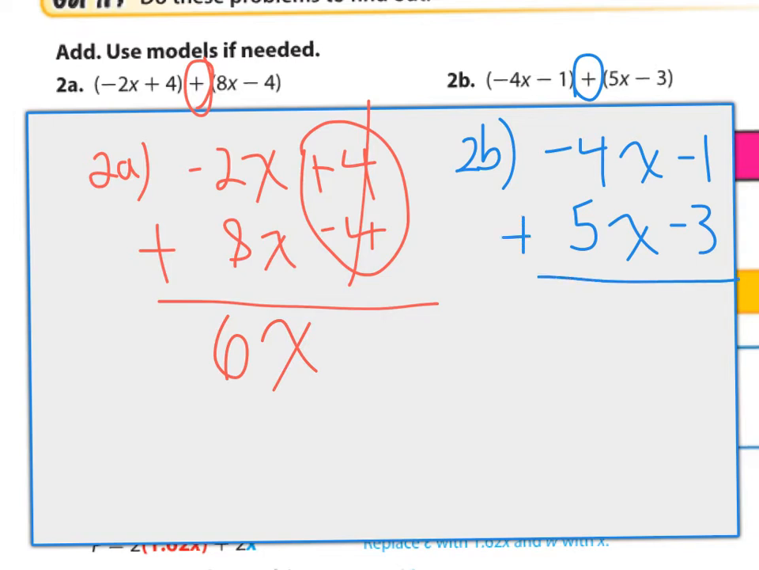Because there's my plus sign, right? So negative 4x plus 5 is going to give me 1x. Negative 4 plus 5 brings me all the way up to 1, above 0. So we don't have to write 1x, we simply write x. As you can see, it's only 1x. And then I have negative 1 plus negative 3 going to give me negative 4. Okay? I hope this is making sense to you. It's essentially just working with adding and subtracting integers.